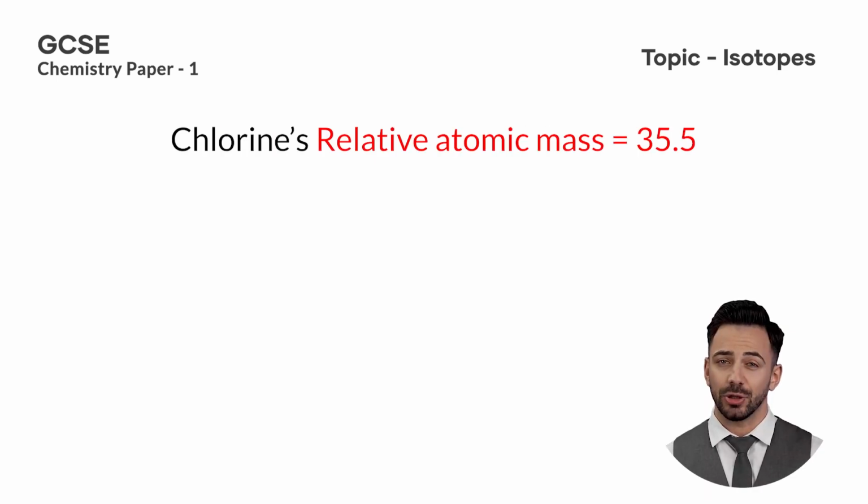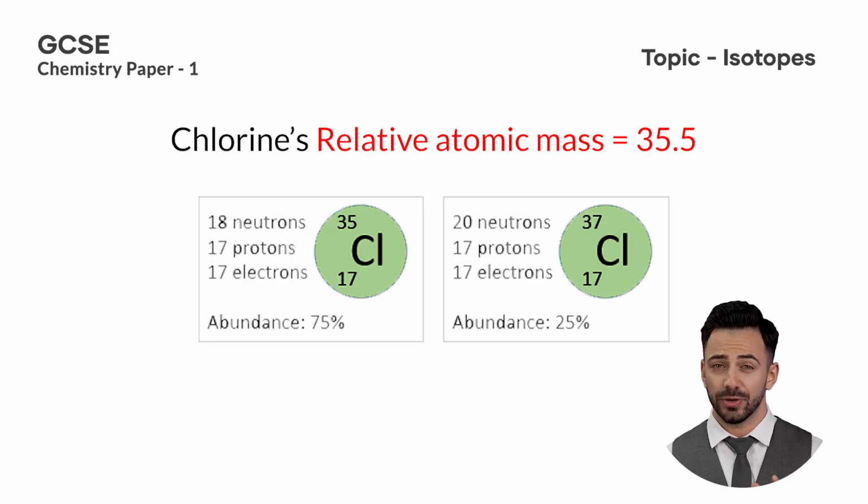So why is chlorine's relative atomic mass 35.5, not a whole number? Because it is an average of different isotopes, chlorine 35 and chlorine 37.